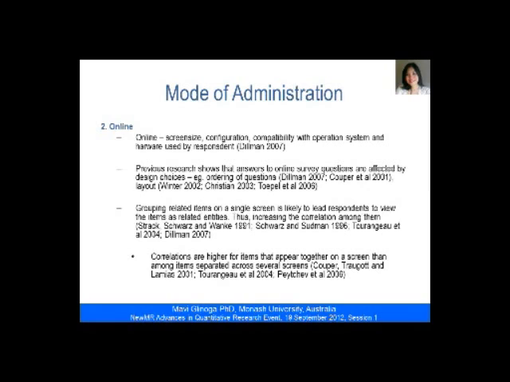Studies in the United States and also in Europe have shown that correlations are higher for items that appear together on the screen than among items that are separated across several screens. And these are recent studies in the past 6 years. There are more studies looking into whether we should just put one scale on each screen to reduce this kind of correlation bias or illusory bias when we do online research, or whether we should still pretend that it's paper-based research where people see everything on one page.